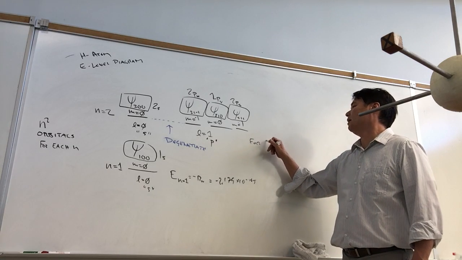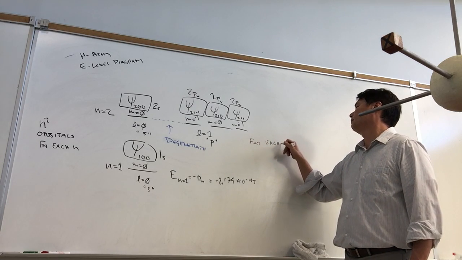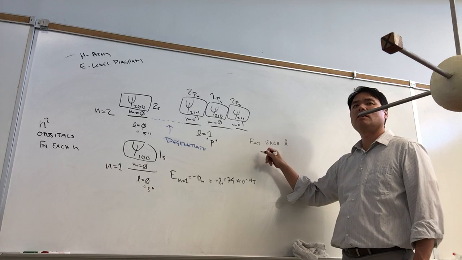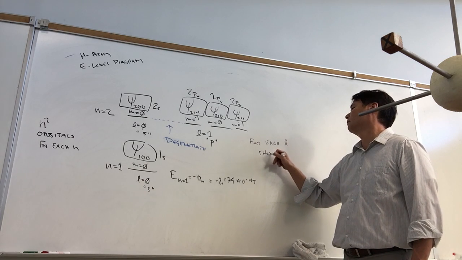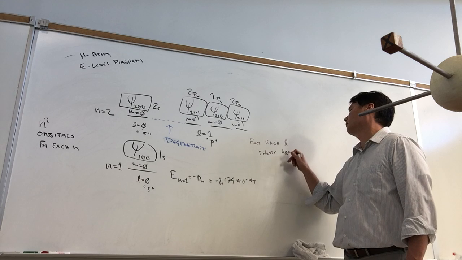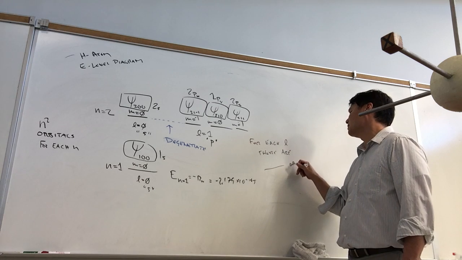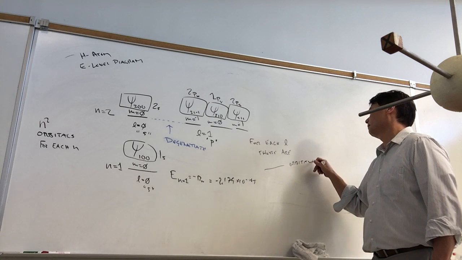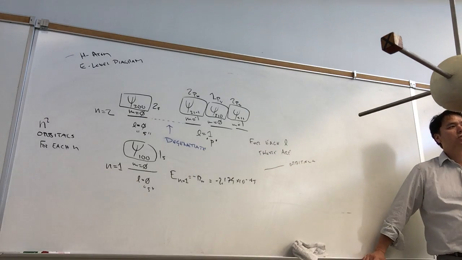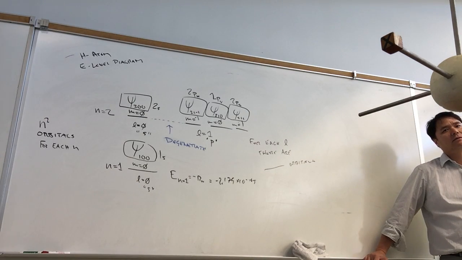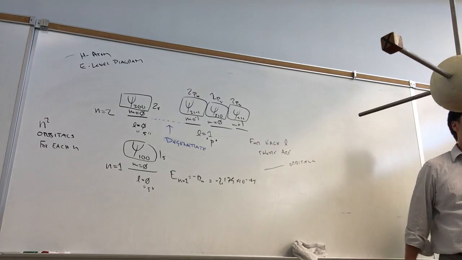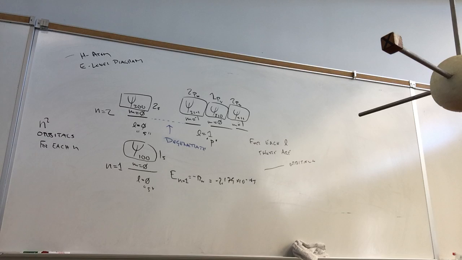For each L value, there are blank orbitals. I'll give you an equation here. This is the same kind of thing as the Schrodinger equation. In the Schrodinger equation, you get these algebraic equations, and you simplify them to some simple pattern of what we got.